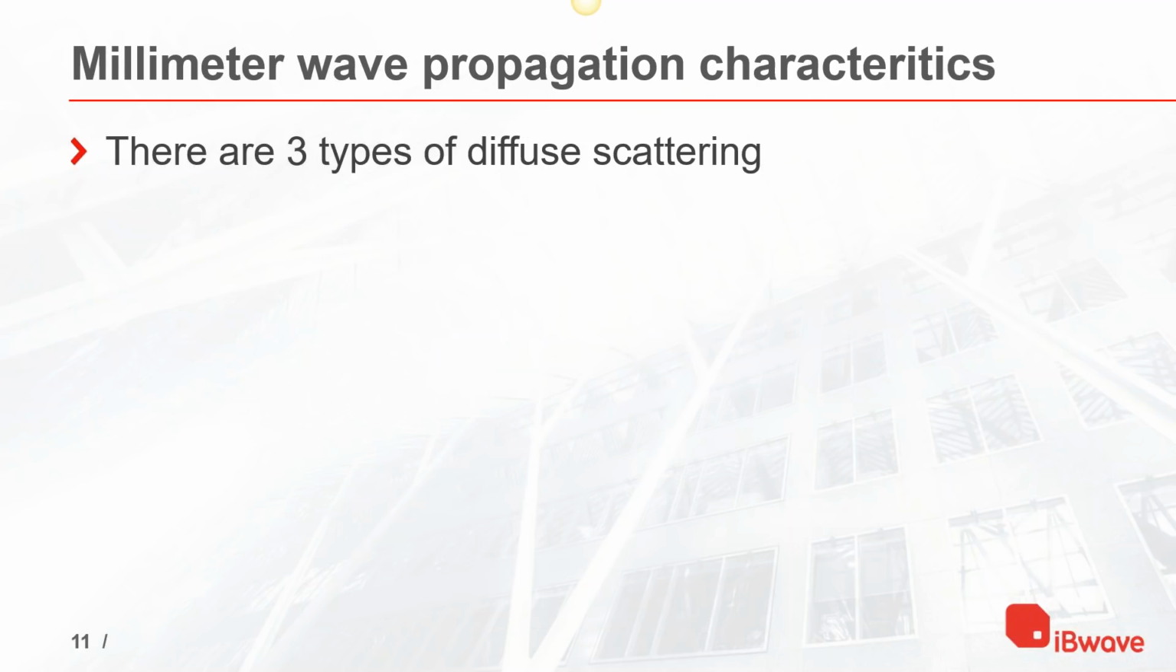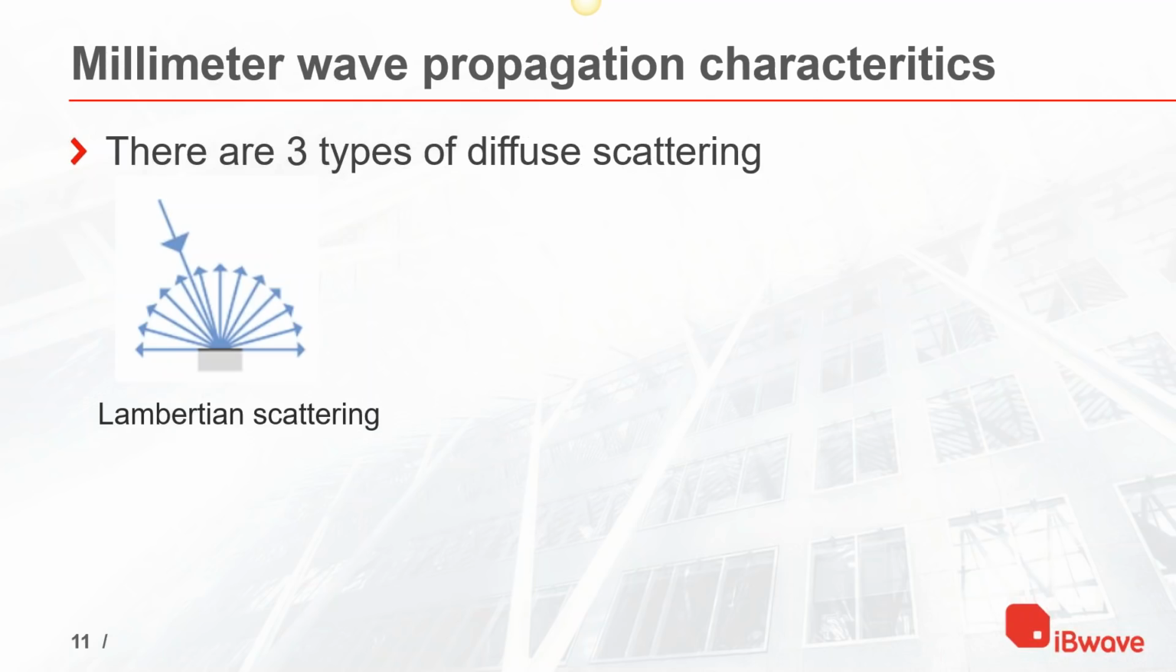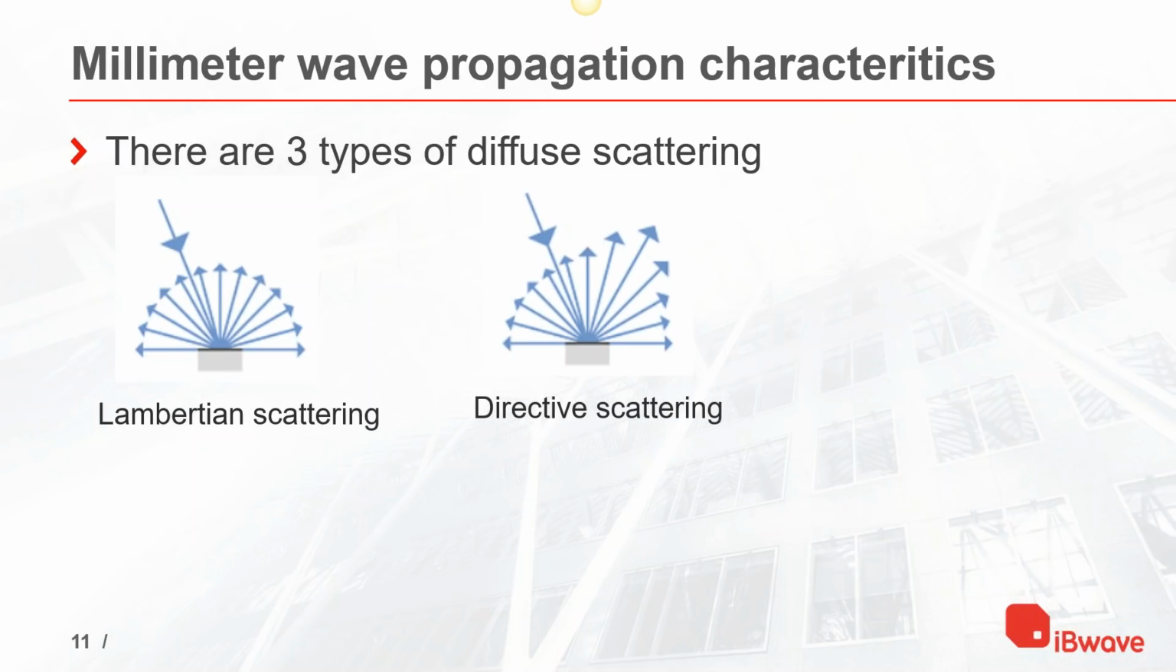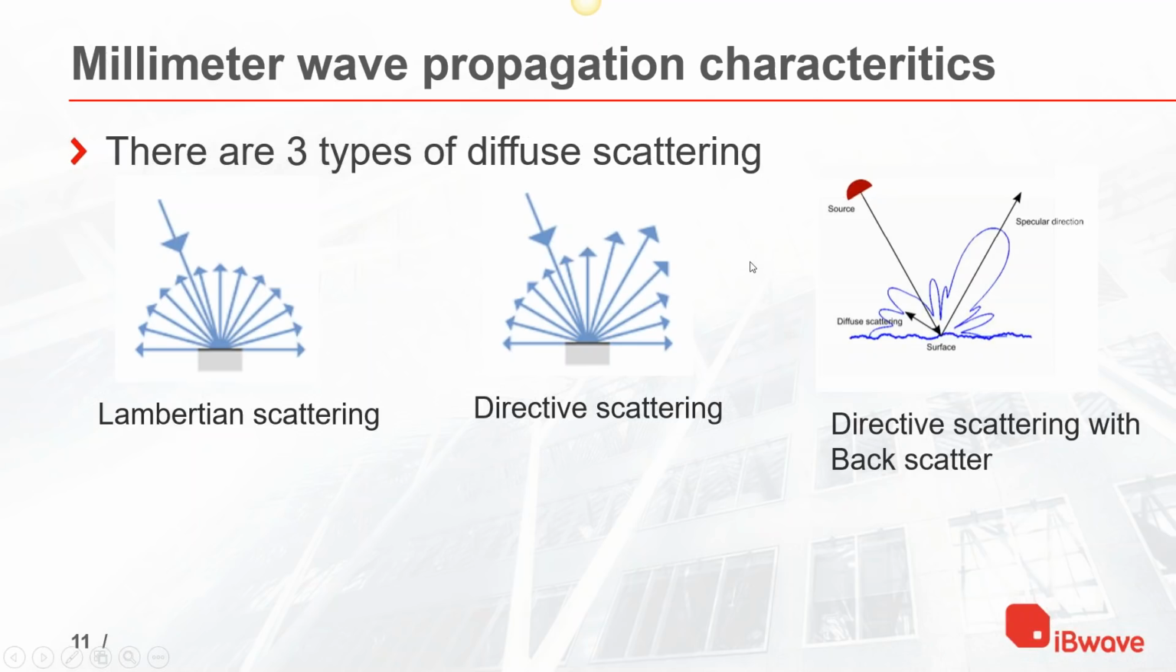So what else is out there? Well, when we talk about diffuse scattering, there are three types of diffuse scattering, which complicates things even more. The first one is Lambertian scattering, when you have a signal that is going to disperse in all possible directions indiscriminately when it hits a rough surface. The second one is directive scattering, which you would intuitively think is something that you would expect. Most of the signal is going in the direction of the reflection, and then some scattering around is to be expected.